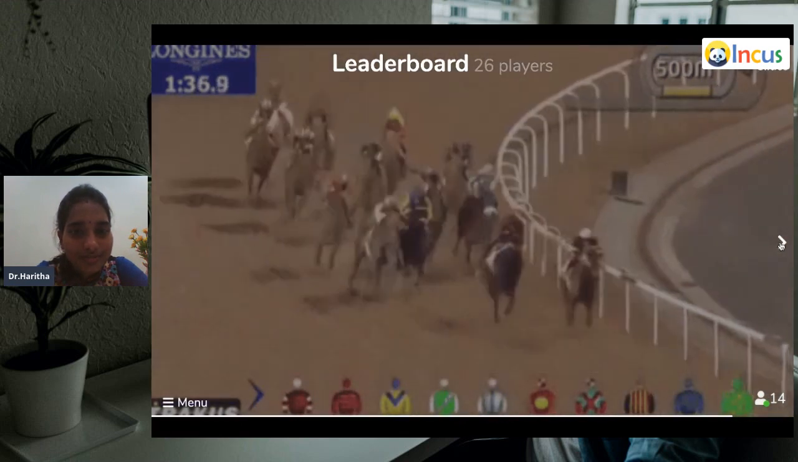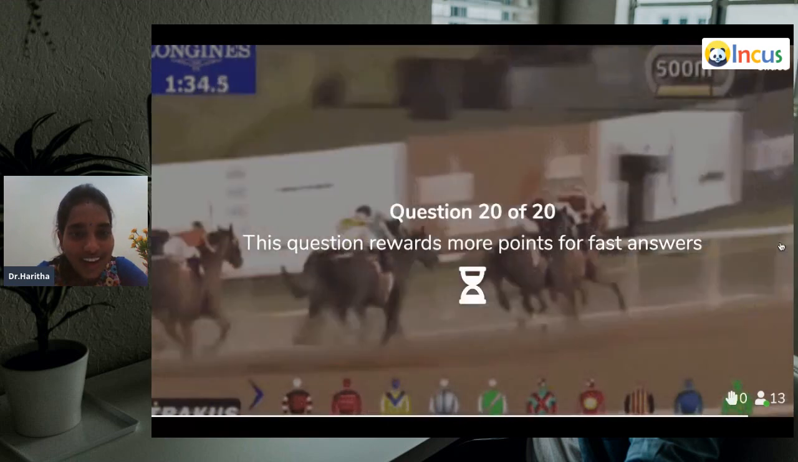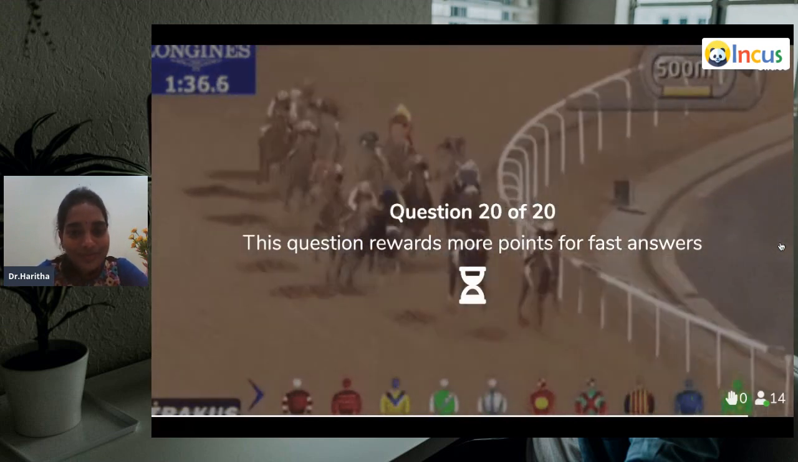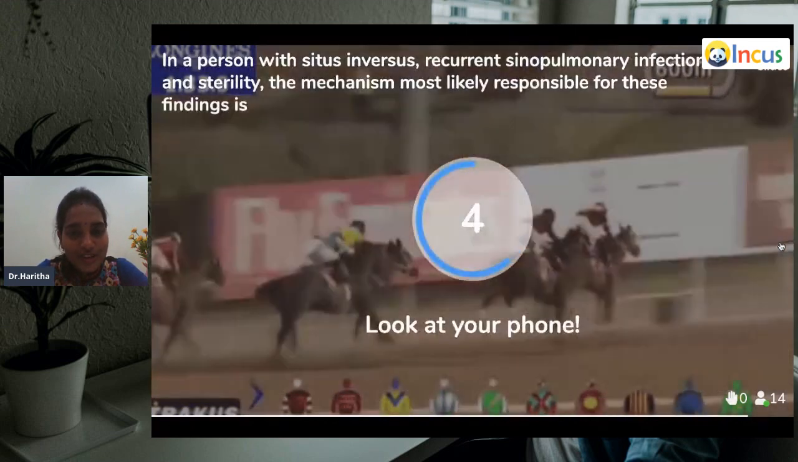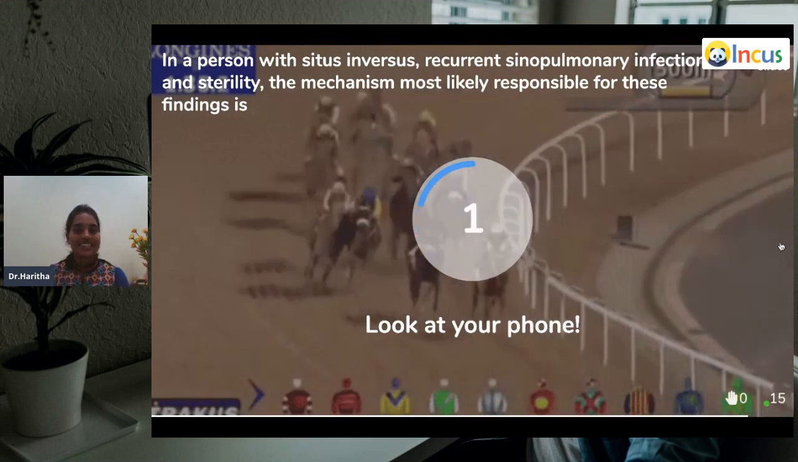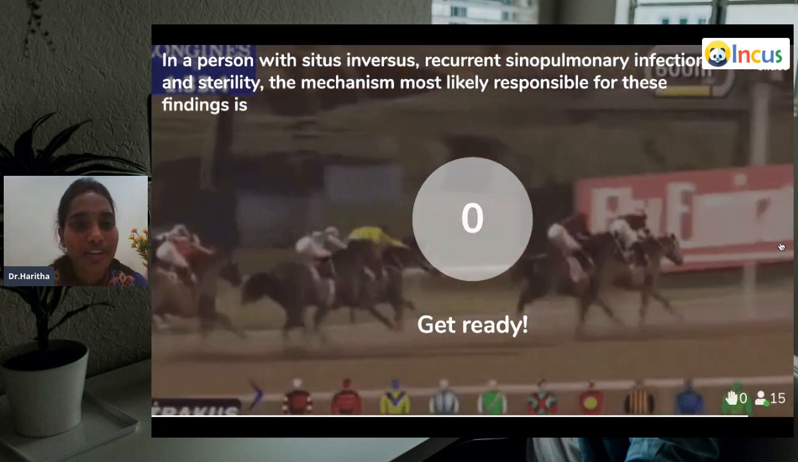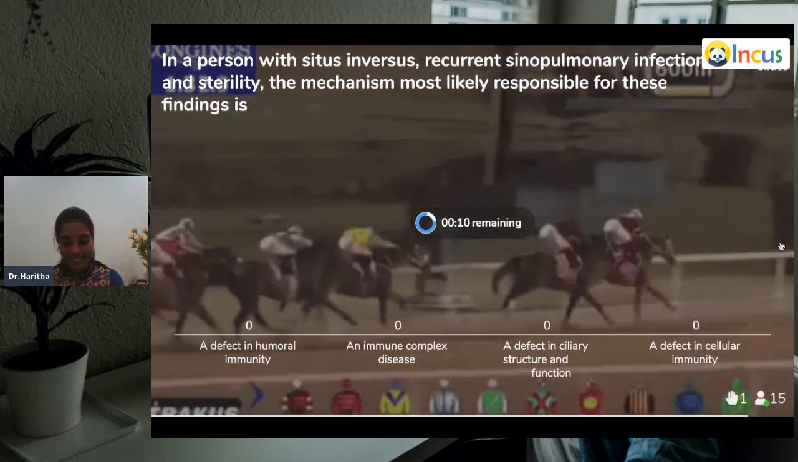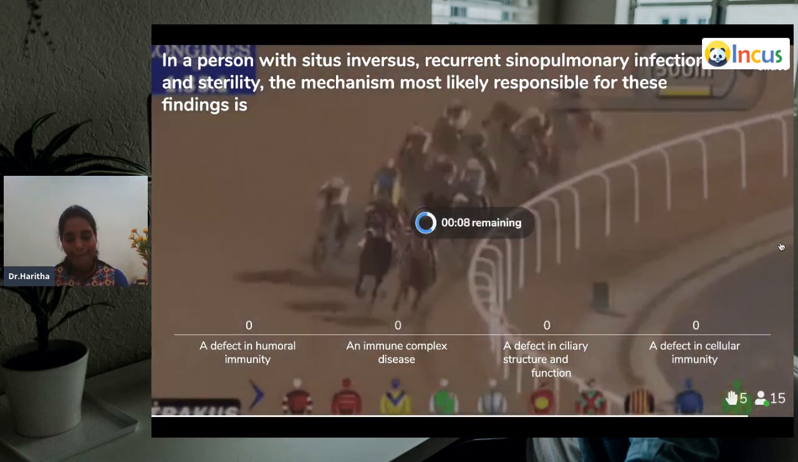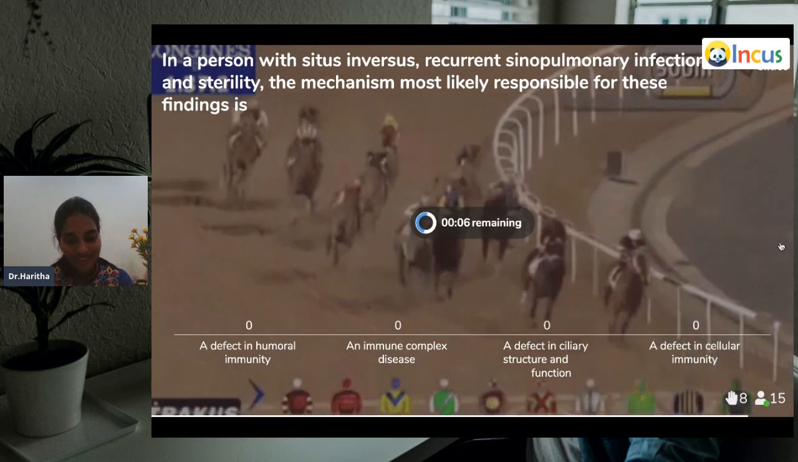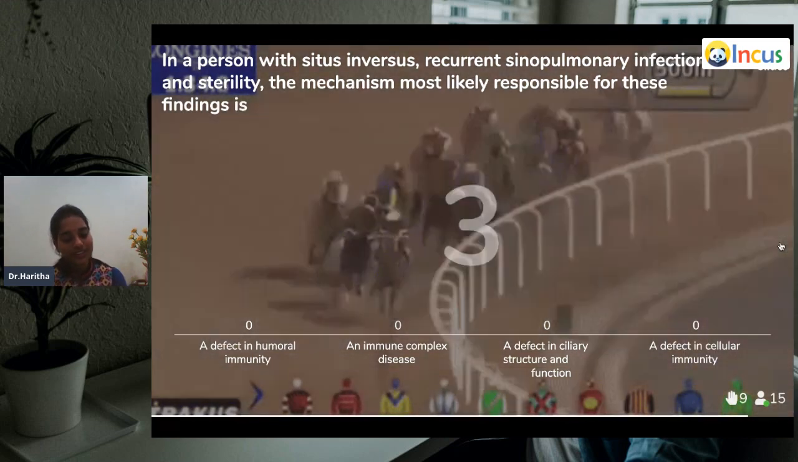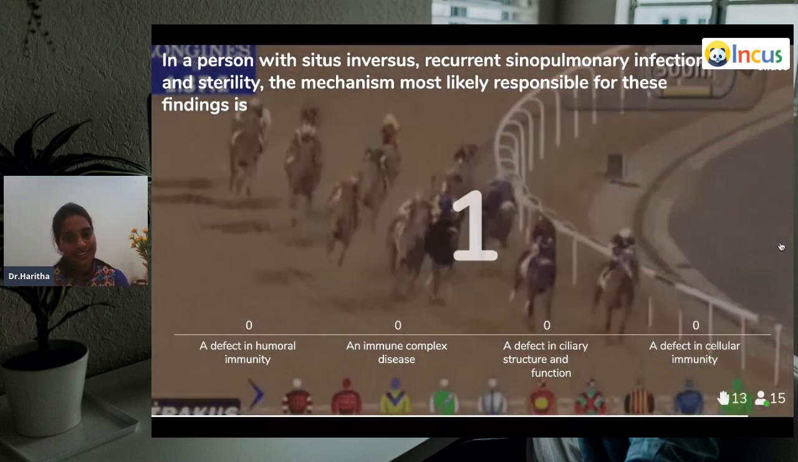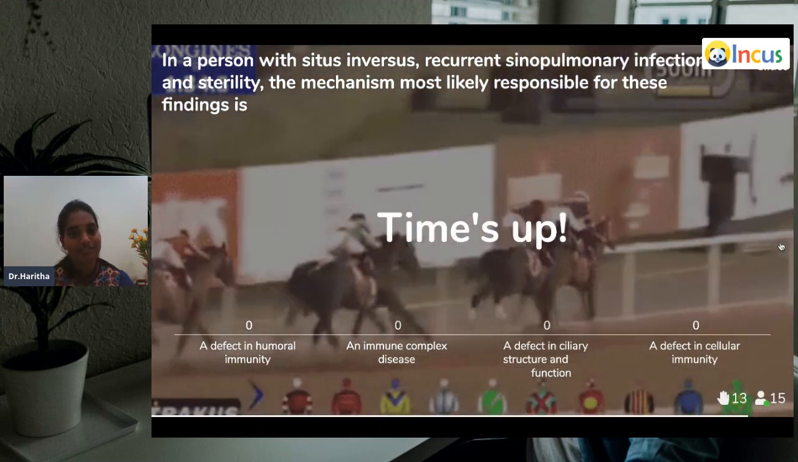Sadiq, Sairam, Bob, JD, all come in. Last question. In a person with situs inversus, recurrent sinopulmonary infection, and sterility, the mechanism most likely responsible for these findings is: defect in humoral immunity, immune complex disease, or defect in ciliary structure and function.